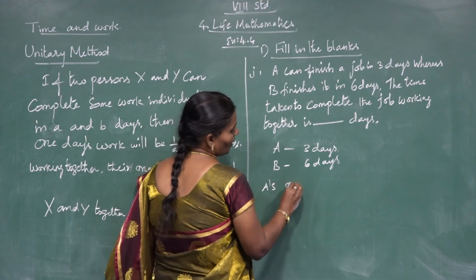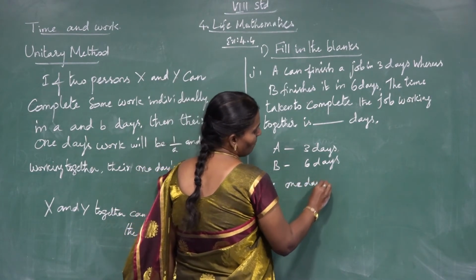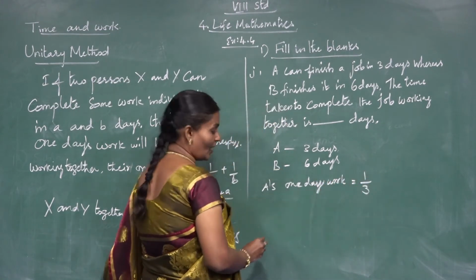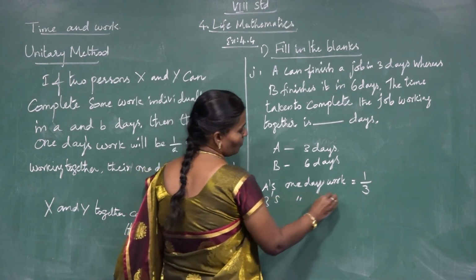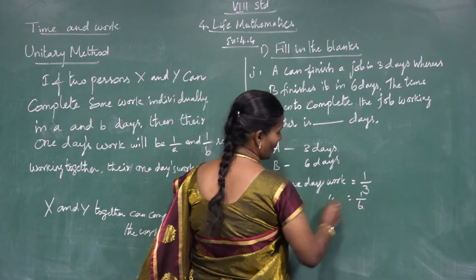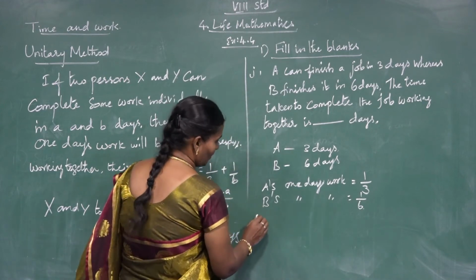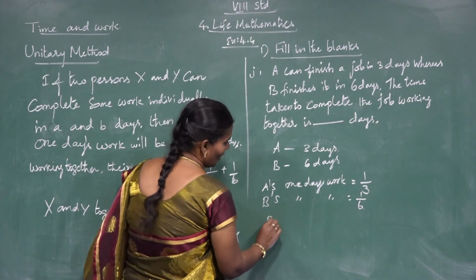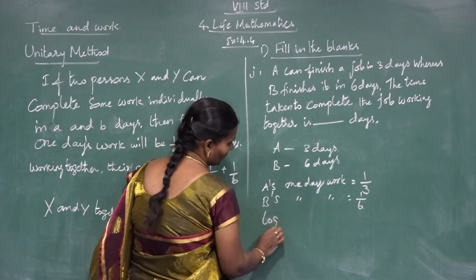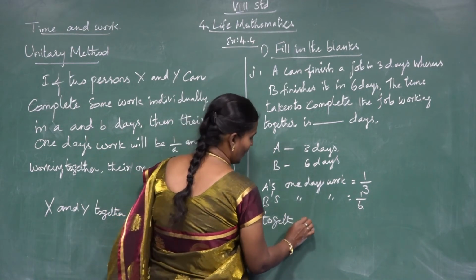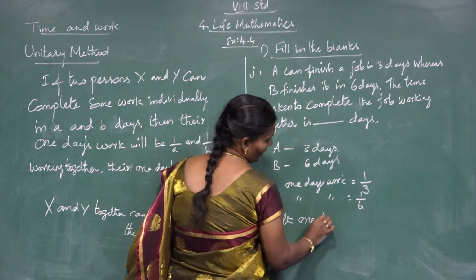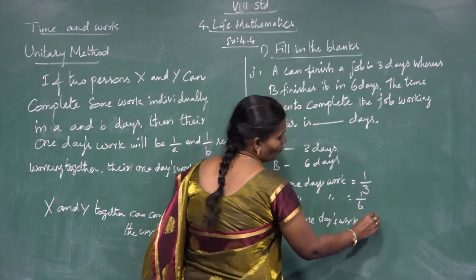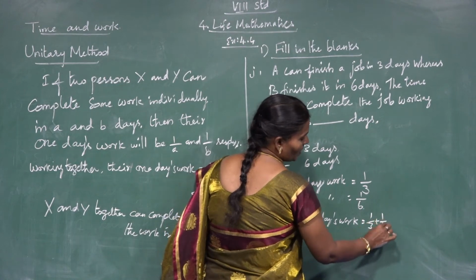Okay, so A's 1 day work, how much? That is 1 by 3. And B's 1 day's work is 1 by 6. Okay, then they are working together. Their 1 day's work together, what do you write? See, 1 by 3 plus 1 by 6.